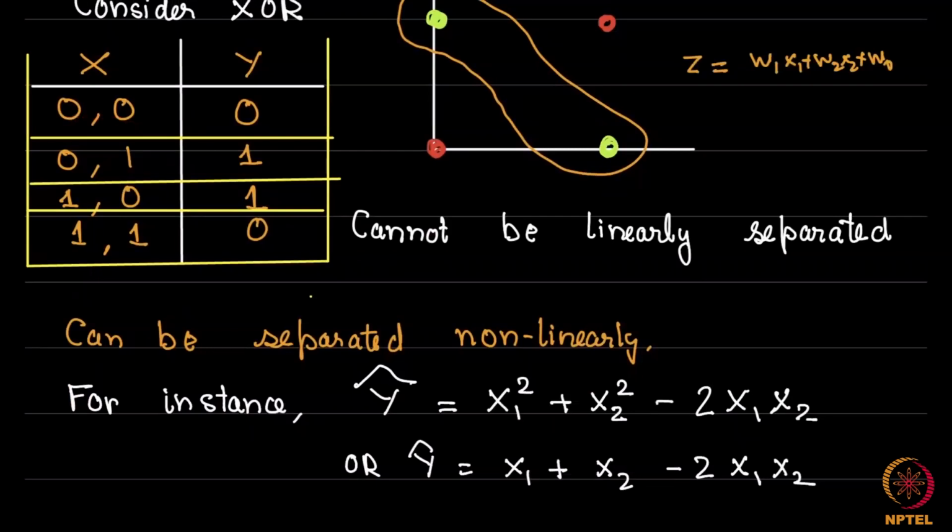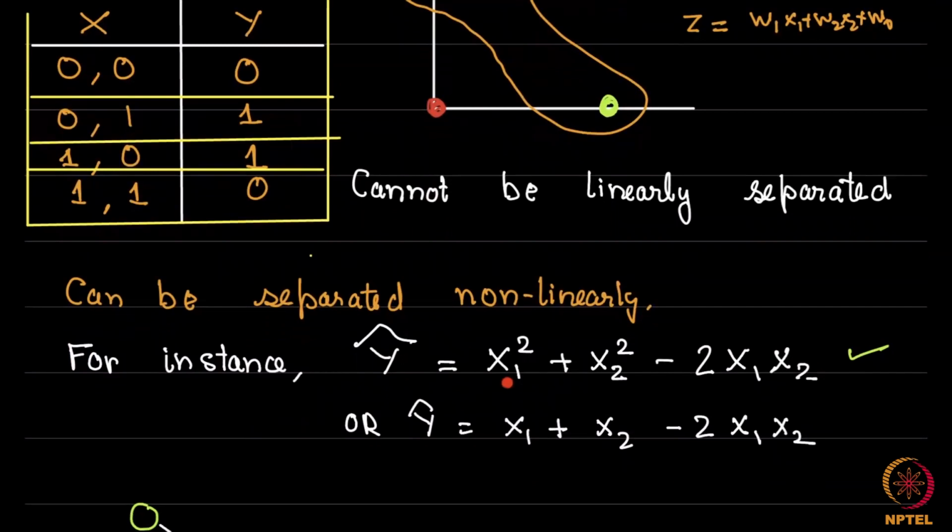But the price you pay here is you have now introduced new quantities. We only knew x1 and x2. Now you have introduced x1 square, x2 square, and also a cross term x1x2. In fact, not just x1 square plus x2 square minus 2x1x2, even x1 plus x2 minus 2x1x2 works, because when x1 is just 0 or 1, then x1 square and x1, and x2 square and x2 are the same. So this one works as well.